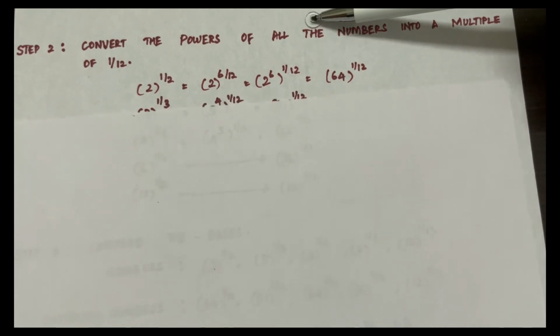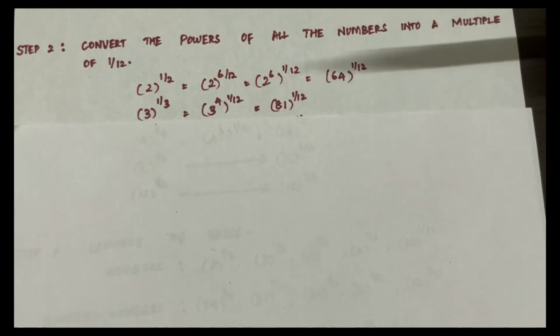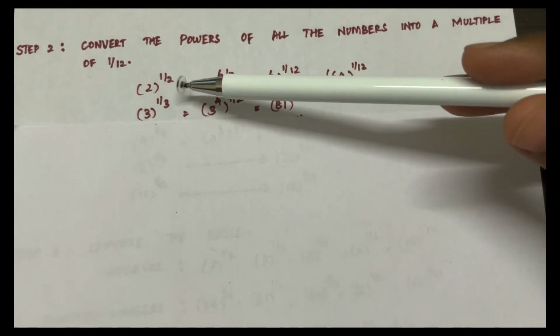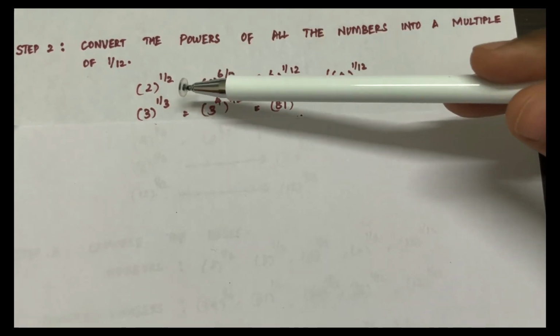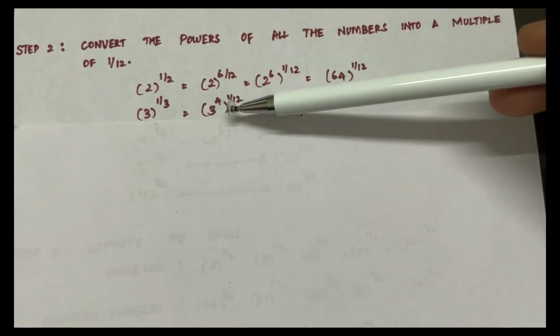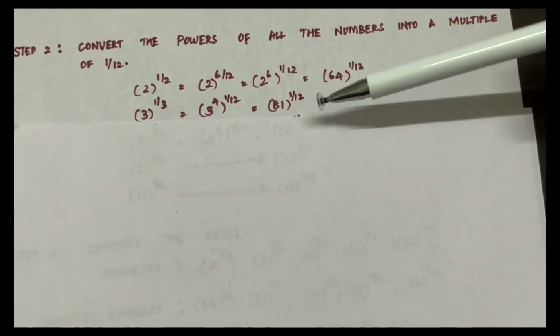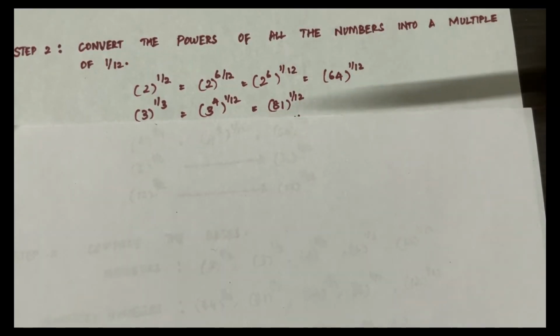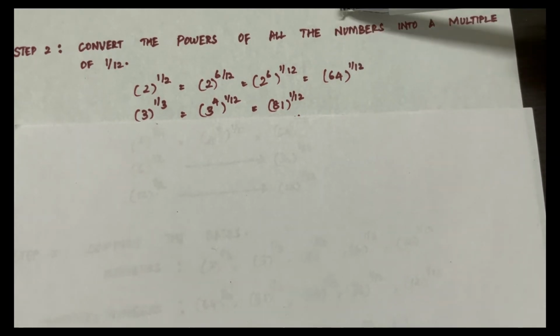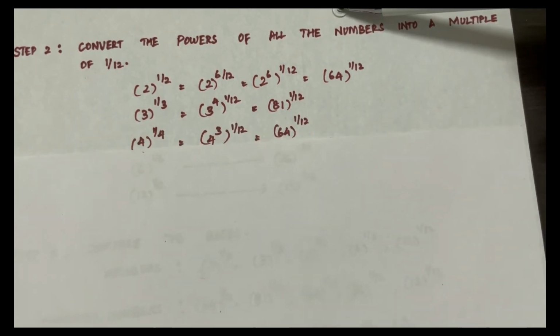Similarly, if I take 3 to the power 1 by 3, which is the next number, and multiply 4 in the numerator and the denominator, I'll get 3 power 4, to the power 1 by 12. 3 power 4 is 81. So the final number is 81 to the power 1 by 12. Similarly for all the other numbers.